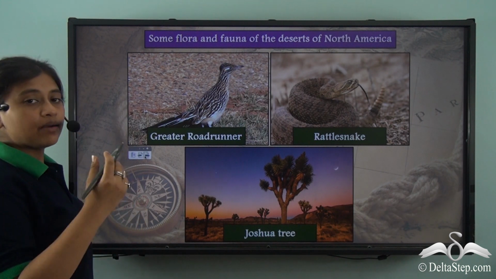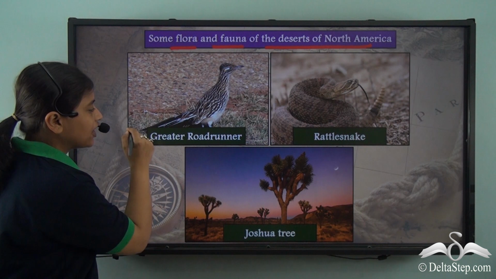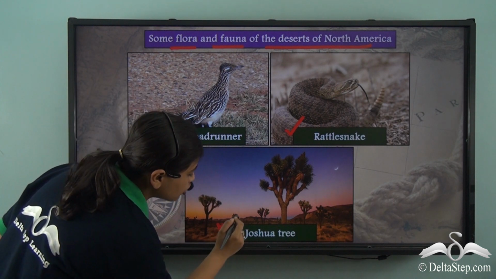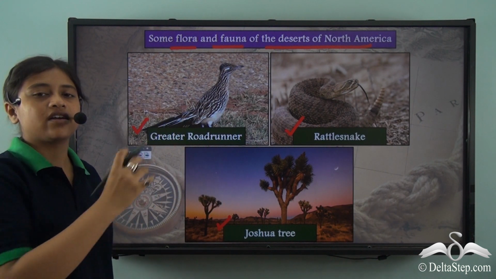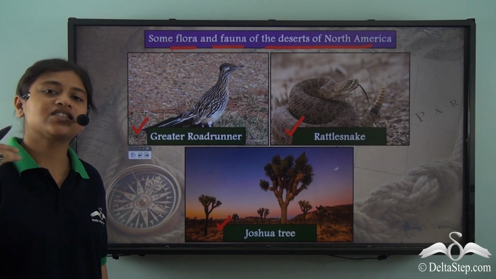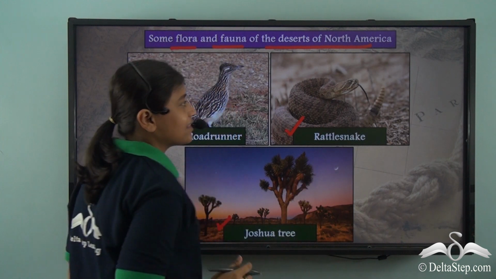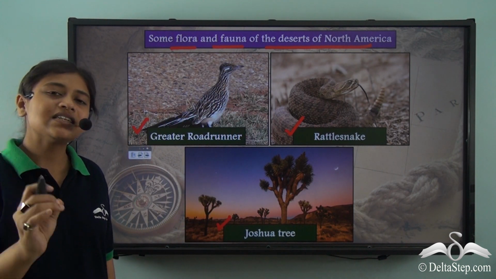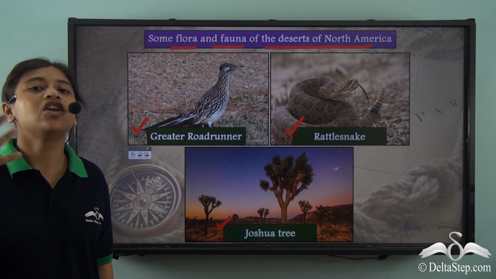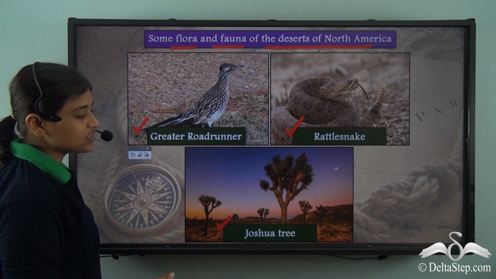Now, some very important flora and fauna of the deserts of North America are the greater roadrunner, the rattlesnake, and the Joshua tree. The greater roadrunner is actually a bird. It does not fly much, but it runs very fast on the ground, and so the name greater roadrunner. On the other hand, we have the rattlesnake that looks very scary, and it is one of the distinct animals found in the desert area. Now deserts, as we all know, do not support a lot of vegetation. However, a very important vegetation found in the deserts of North America is the Joshua tree.